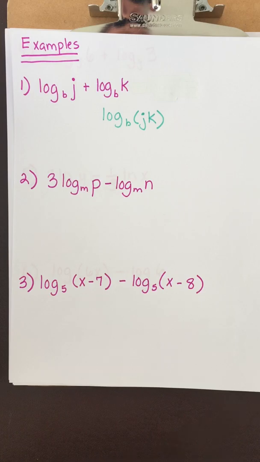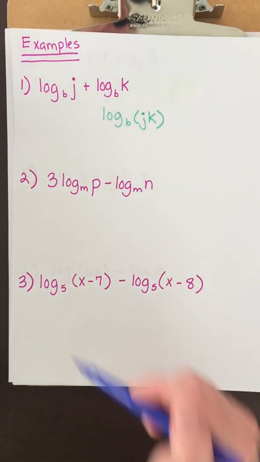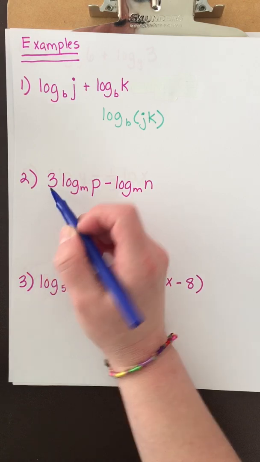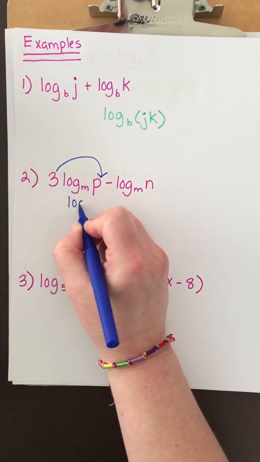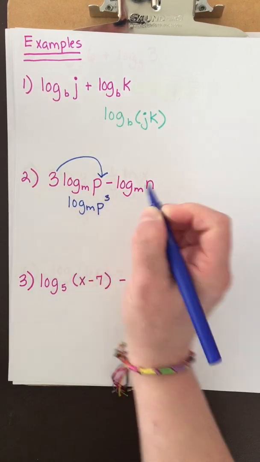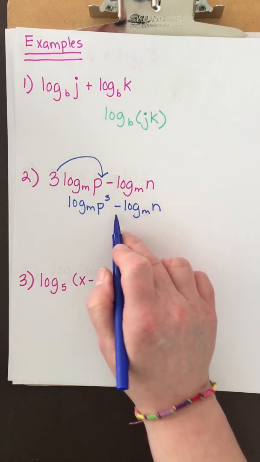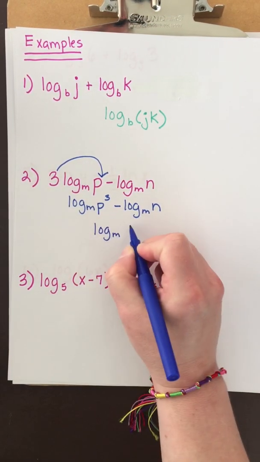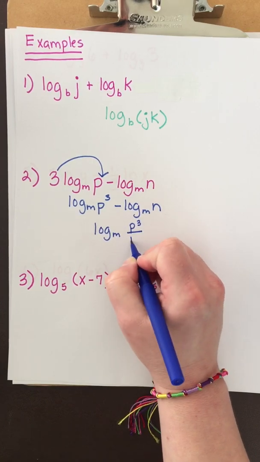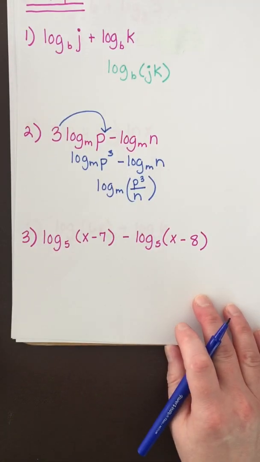We have 3 times the log base m of p minus the log base m of n. Before I can condense, I have to handle this coefficient. So remember, we can move this up here to be a power. So now we have the log base m of p to the 3 minus the log base m of n. And when it's subtraction, we can change it to a quotient. So that is equivalent to the log base m of p to the 3 divided by n. Finished. Let's look at the next one.